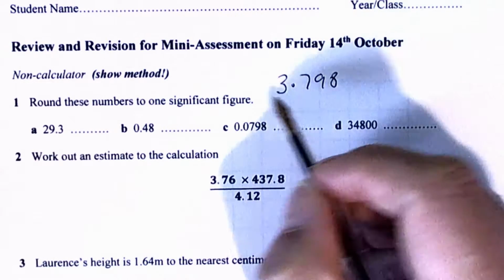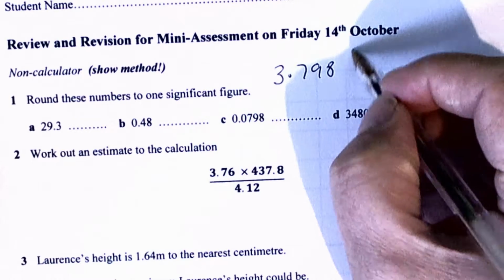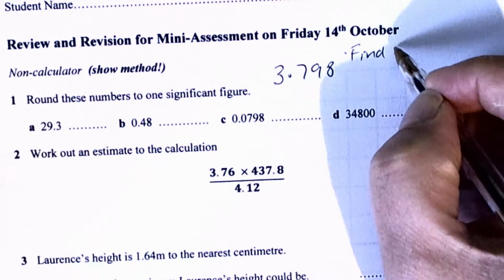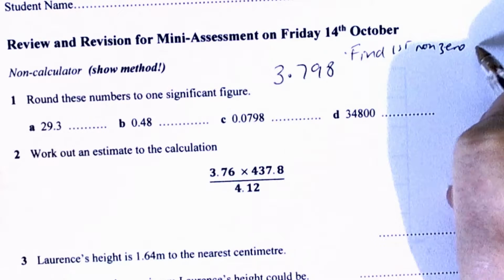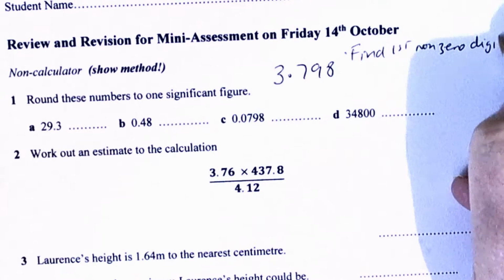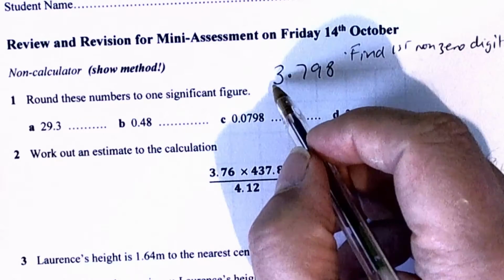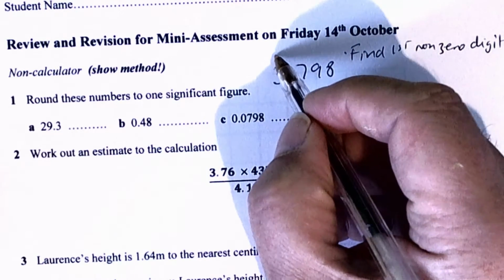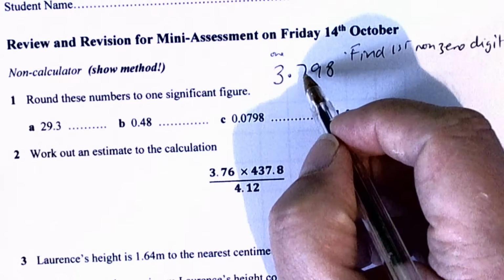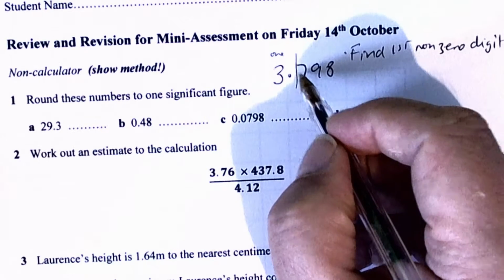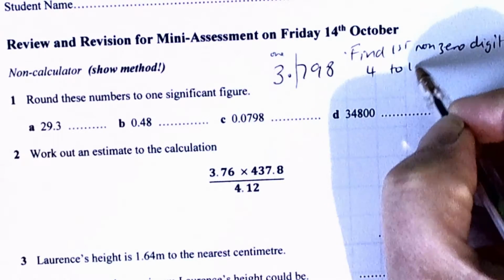3.798, then if we were asked to round this to one significant figure, we find the first non-zero digit. That becomes our first significant figure, and then we count from there. So to one significant figure means I'm going to round to the nearest ones, and the 7 tenths is over halfway, so this becomes 4. So that's 4 to one significant figure.